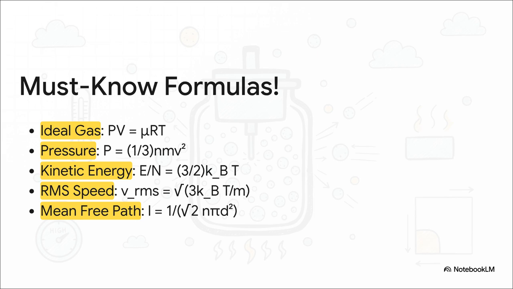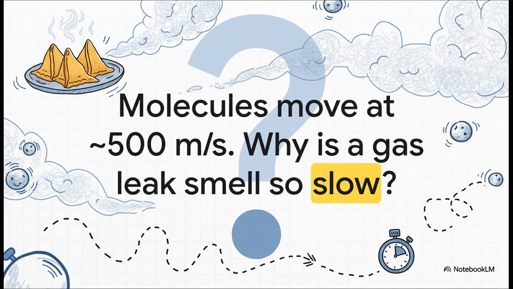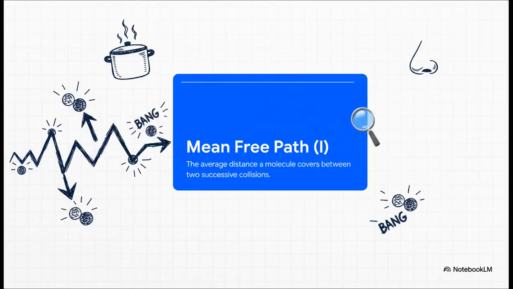Quick, take a screenshot. And now, for the grand finale, let's go back to our very first question. My brilliant students, if these little molecules are zipping around at 500 meters per second, that's faster than a passenger jet, then why on earth does it take so long for the smell of those samosas to get from the kitchen to you? And the secret is this idea called the mean free path.